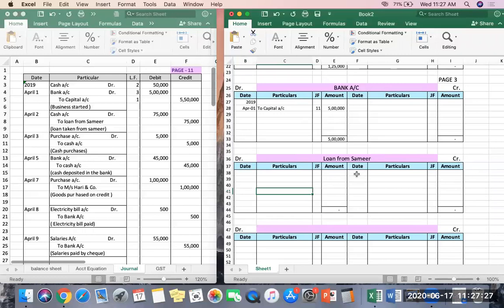What will be the date? What is the date given? 2 April. April 2nd. Okay, and here we will write by. Now what will come in particulars? It will be cash account. Okay, so now I think you understood how we write. And the amount which is written in front of loan from Sameer is 75,000. So that is 75,000. It's done now. Okay, so we are done with this entry.